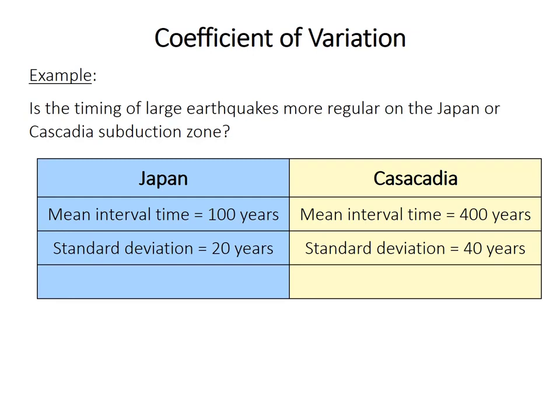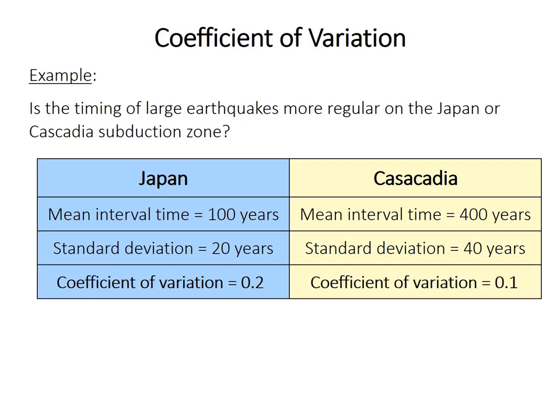So if we just looked at standard deviation, we'd say that, well, Japan is much more regular. The time between earthquakes is much more regular than it is in North America, because the standard deviation is only 20 years and not 40 years. But if we calculate the coefficient of variation, standard deviation divided by mean, we find that Japan is 0.2, 20 divided by 100, and Cascadia is 0.1. So we'd actually make the opposite conclusion, that the earthquake timing is actually more variable in Japan, the time between earthquakes. So this is an example where the mean differs, and we might want to use coefficient of variation, although you've got to be a little careful sometimes.